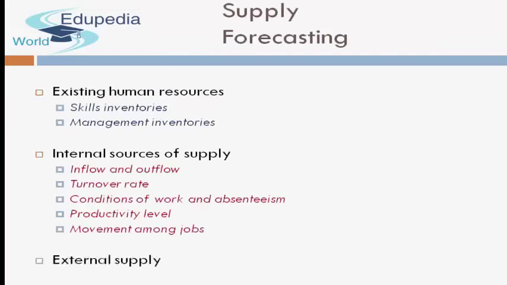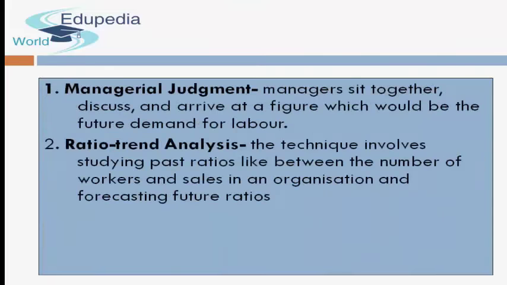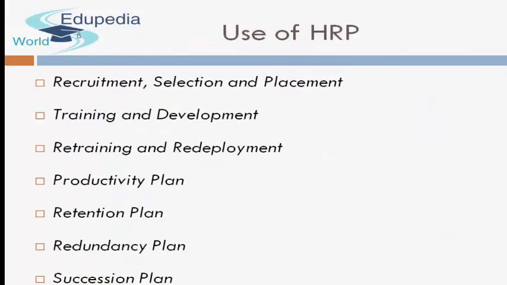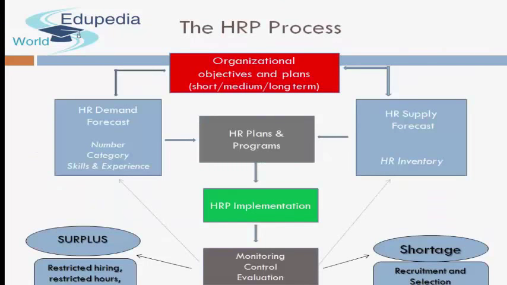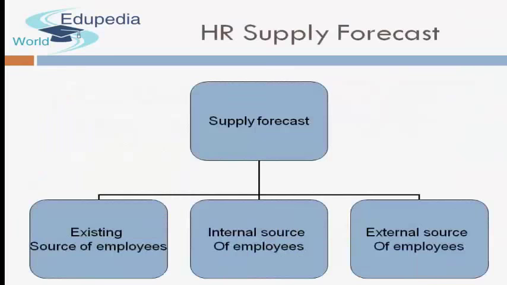So let me just take you back again to the flow chart. Here it is. Now we have understood HR demand forecast, HR supply forecast. Once both of these things are with us, then what do we need to do? HR plan and program. Till now, we are clear about the forecasting techniques used for the HR demand forecasting and the forecasting techniques used for the HR supply forecast. Now we will understand what is HR plan and program.